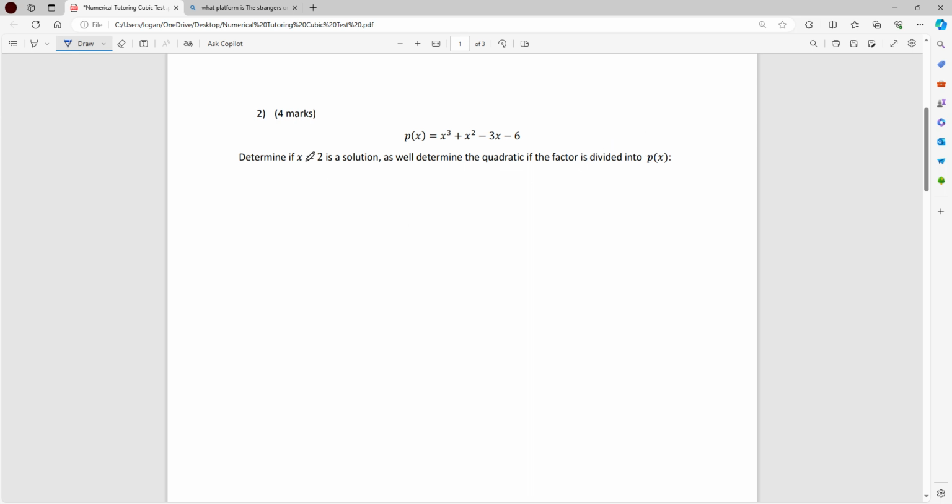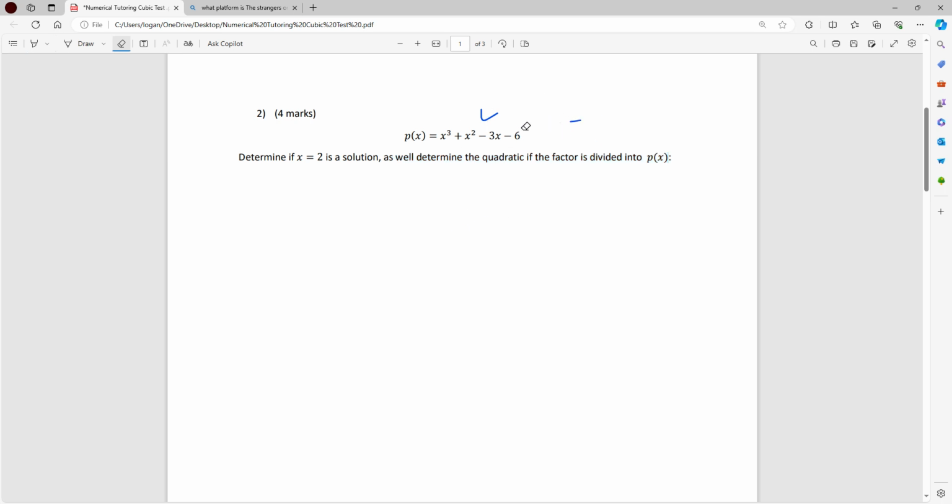So what they're pretty much saying is this is going to be a solution, or probably will be a solution, but you've got to work it out if it is. Now, if it is a solution, that means it's going to be a factor of P of x. So when they say this second bit here, when they say substitute, we'll determine the quadratic if the factor is divided into P of x. If you have a linear factor like x plus 5 and you divide that into the cubic, you're going to get an x squared, some polynomial, but the highest order will be an x squared.